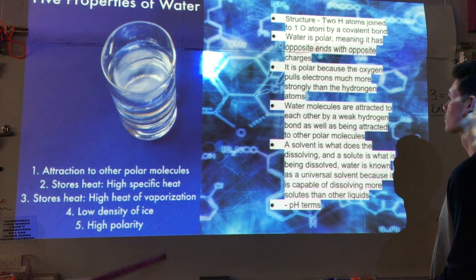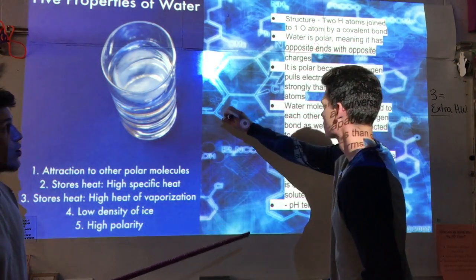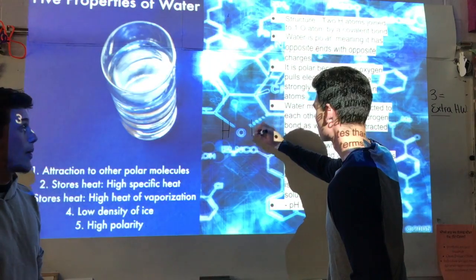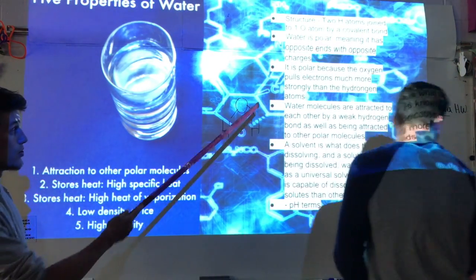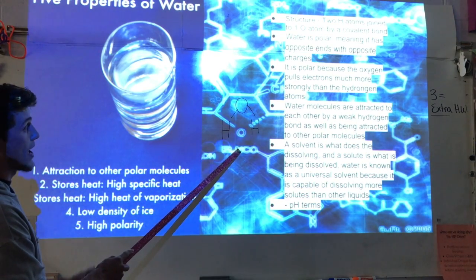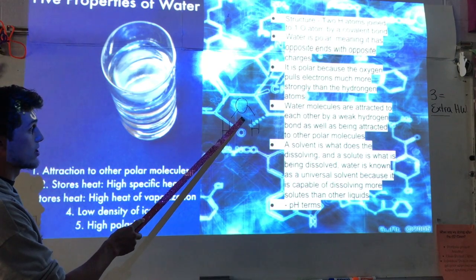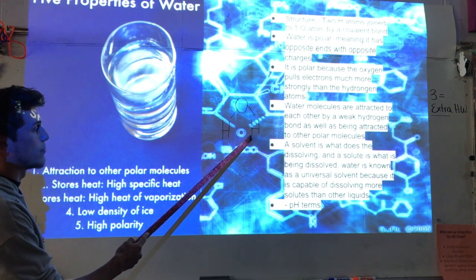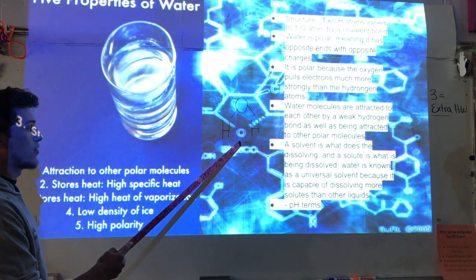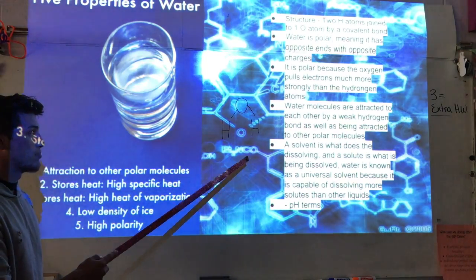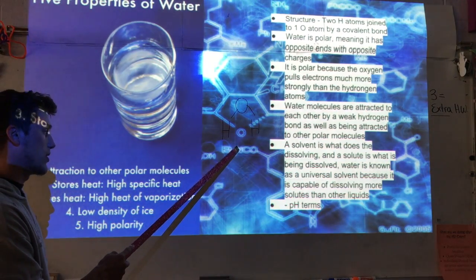ice, and high polarity. So the structure of water is two H atoms joined to one O atom by a covalent bond, which means that they share electrons. And water's polar. So that means that it has opposite ends with opposite charges. It's polar because the oxygen here pulls electrons much more strongly than the hydrogen atoms, thusly making it polar. Water molecules are attracted to each other by a weak hydrogen bond, as well as being attracted to other polar molecules, which allows them their solubility.